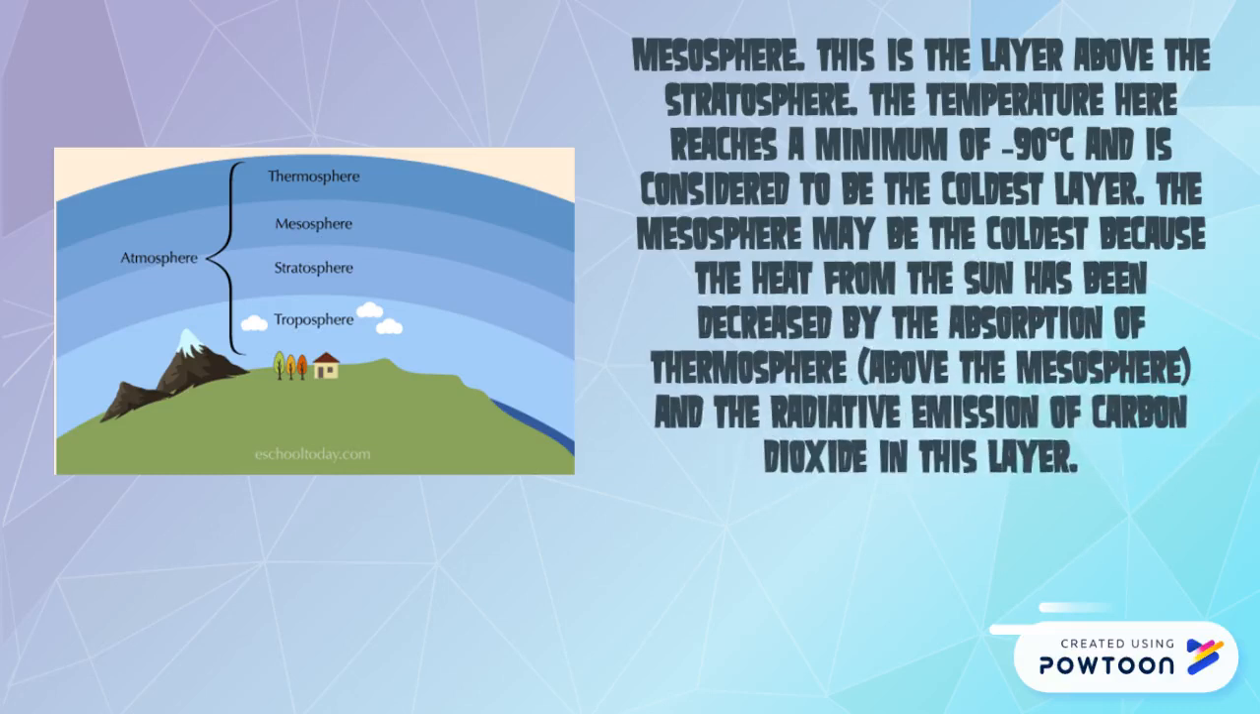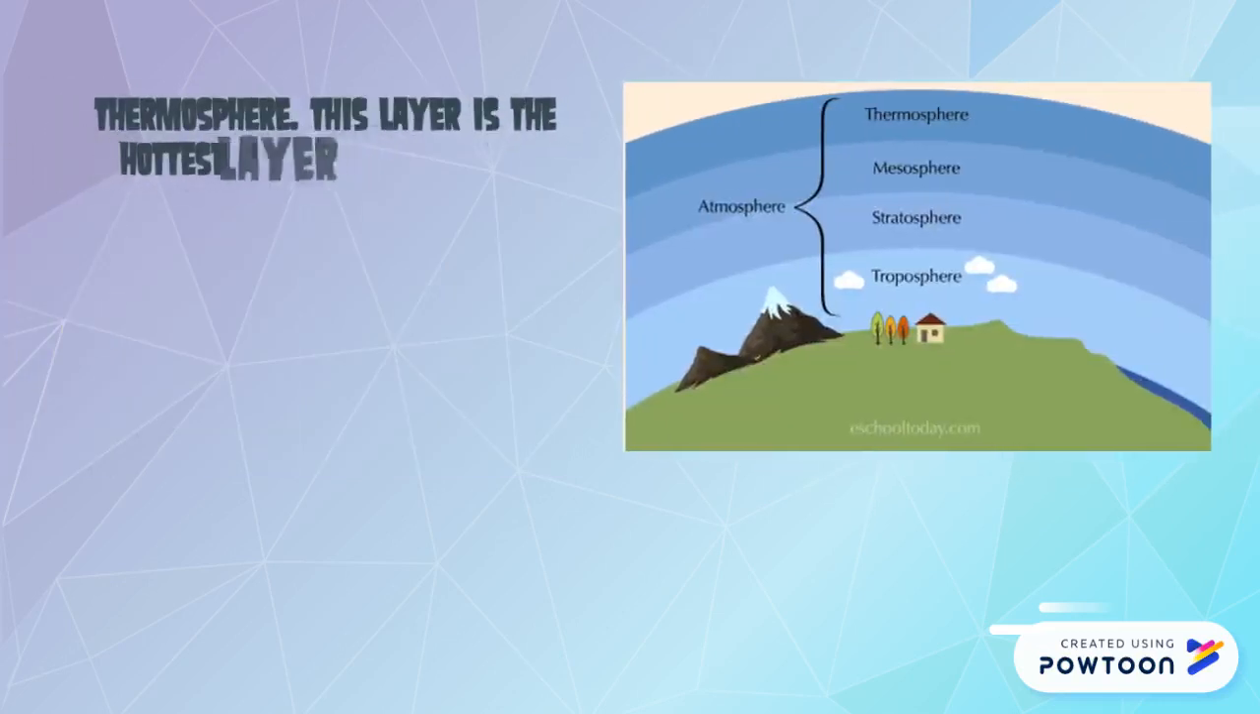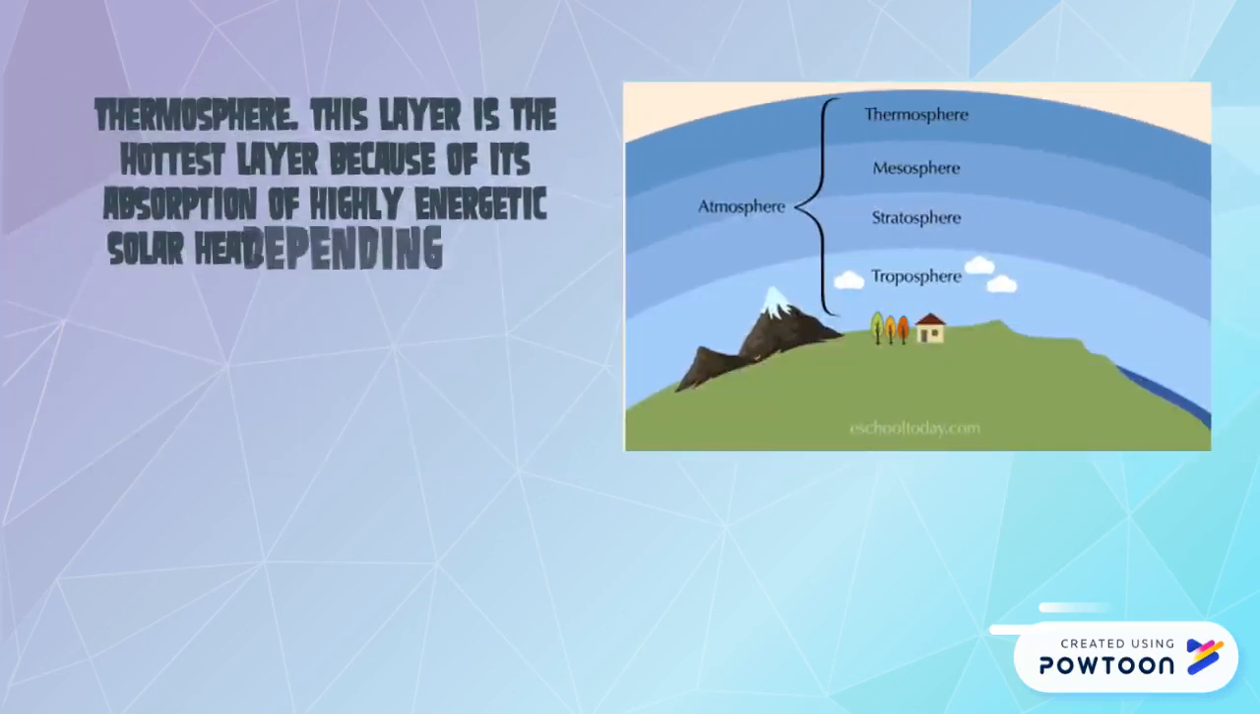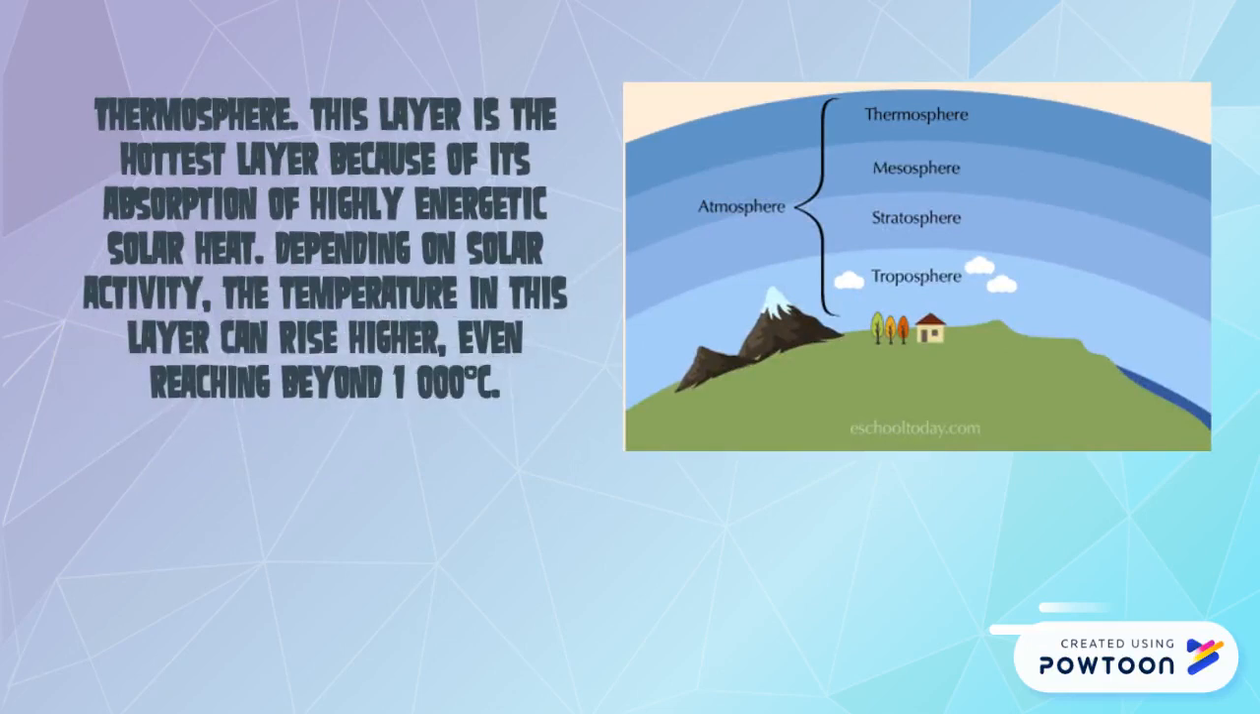The mesosphere may be the coldest because the heat from the sun has been decreased by the absorption of the thermosphere and the radiative emission of carbon dioxide in this layer. Thermosphere. This layer is the hottest layer because of its absorption of highly energetic solar heat. Depending on solar activity, the temperature in this layer can rise higher, even reaching beyond 1000 degrees Celsius.